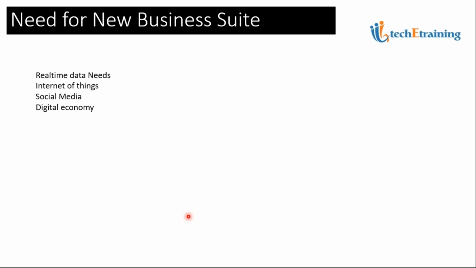So why was this whole thing required? Business was looking for real-time data. Business is trying to operate on the Internet of Things. Business uses social media as a platform now, to take the many complaints that they receive through social media as well, or they will sell the products on the digital platforms, marketing, so digital economy. These four things are the drivers for the business, which are the drivers for S4HANA.